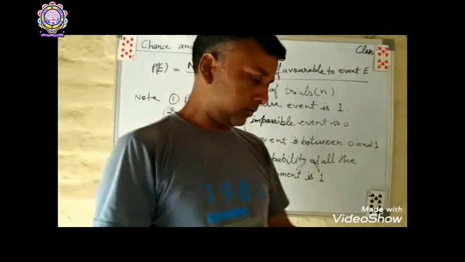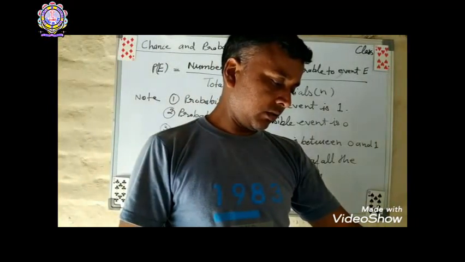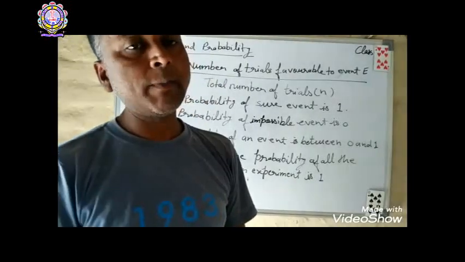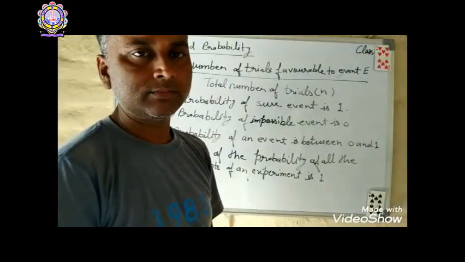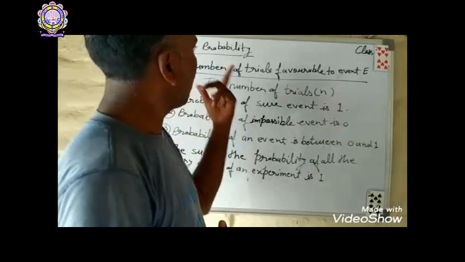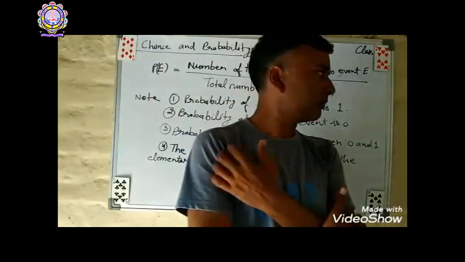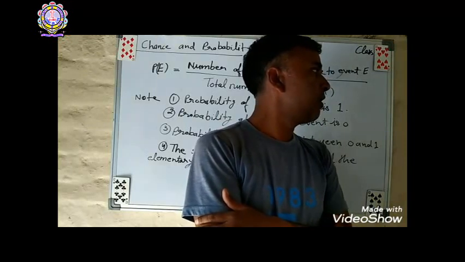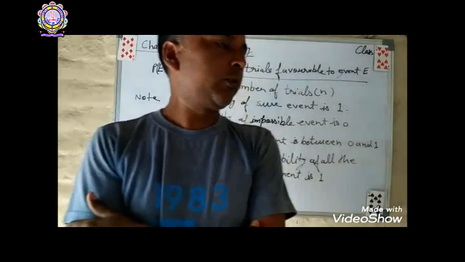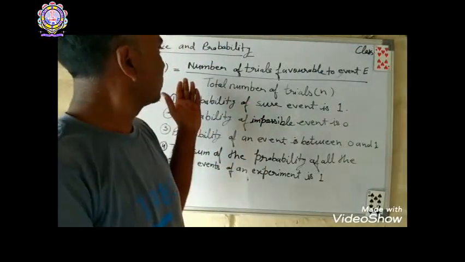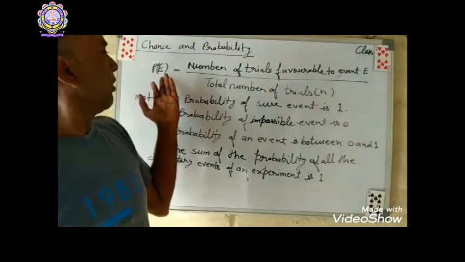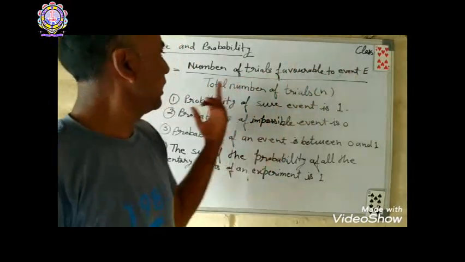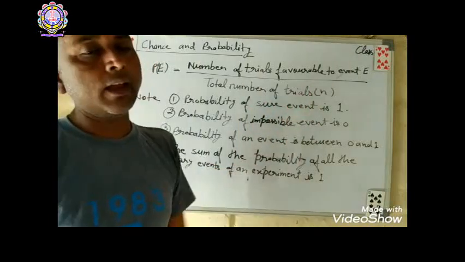Probability is the branch of mathematics. We study probability in mathematics. So the formula is given here. Probability of event E is equal to the number of trials favorable to event E and total number of trials.